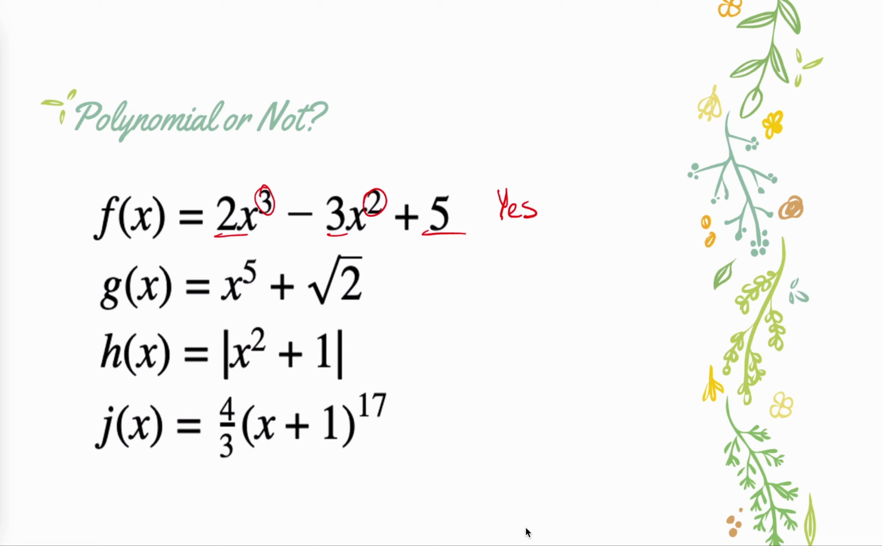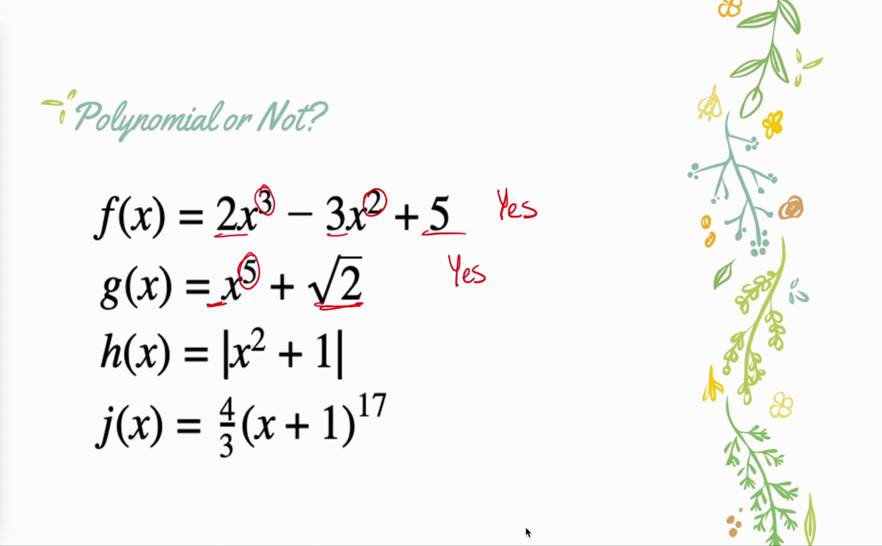x to the 5th plus the square root of 2. Polynomial or not? Also yes. Integer exponents, and real number coefficients. Coefficients and constants do not have to be whole numbers. They do not have to be integers. They just have to be real, not imaginary. So, yes, this is a polynomial.